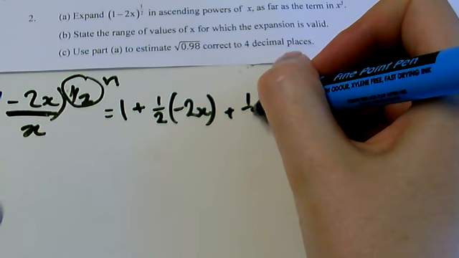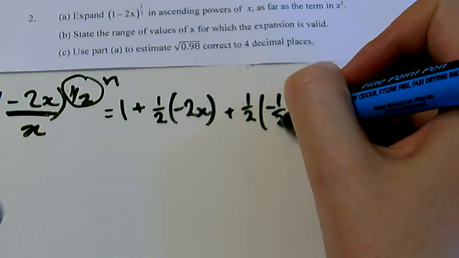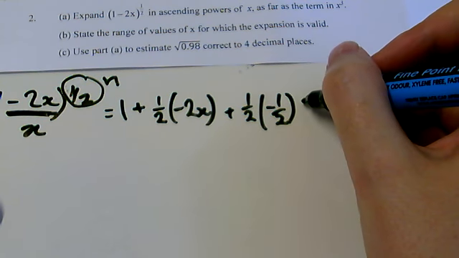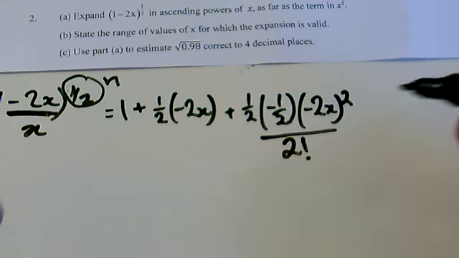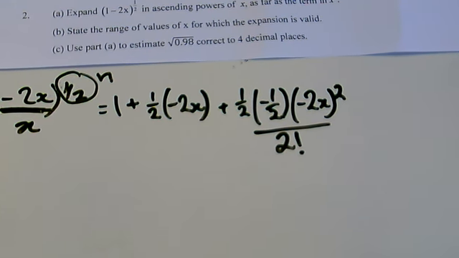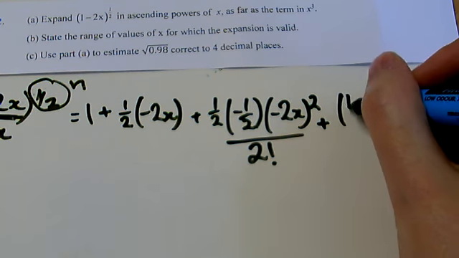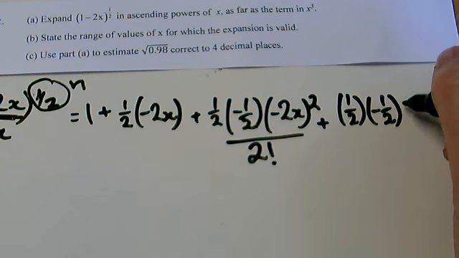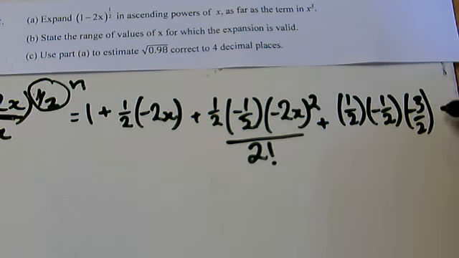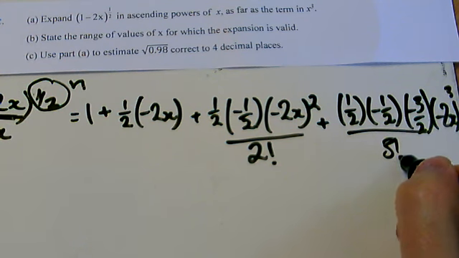plus n, which is still a half, times n minus 1, so that's a half minus 1, which is minus a half, x squared, so that's minus 2x all squared, over 2 factorial. And it wants us to go up to the x cubed term, so let's just do one more. So that's a half times minus a half, taking away 1 again makes minus 3 over 2, minus 2x cubed, over 3 factorial. So let's just tidy that up.